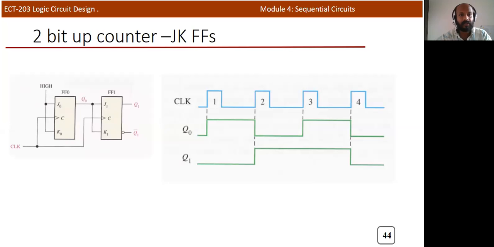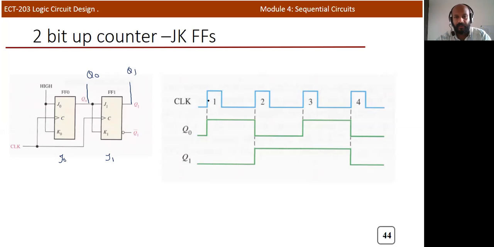Now we can discuss the waveform also. This is a circuit where we are just reversing the order, so don't get confused, the two diagrams are exactly the same. In this case, first is J0 and second one is J1. That's the only difference. Here you can see Q0 is directly connected to J1 and K1. But when you verify the output, this is Q1 and this is Q0. That's the only difference.